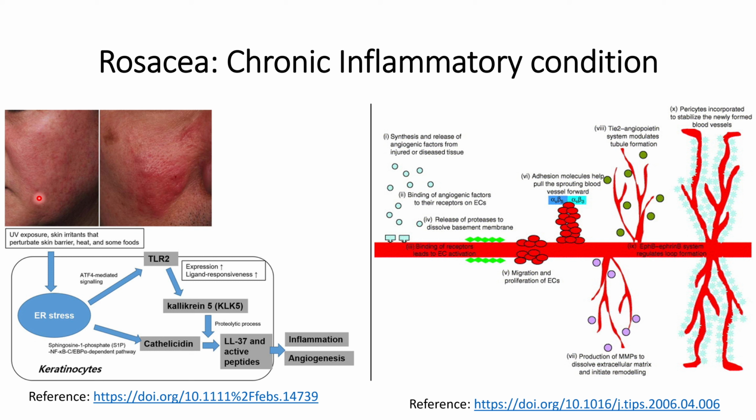So what happens is that UV exposure of the skin might trigger ER stress, which will lead to inflammation and angiogenesis. So we will understand briefly how this happens within the skin. Whenever the skin of people who have rosacea is exposed to UV, there is ER stress.